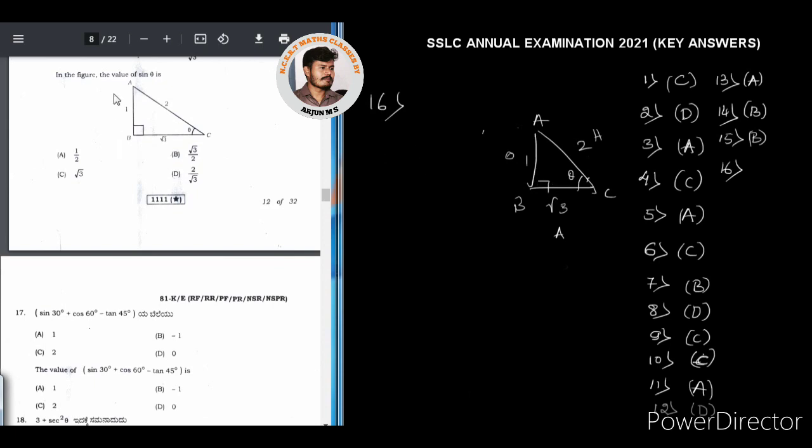So now they are asking you to find the value of sin theta. So we already know the ratio of sin theta. Sin theta means opposite by hypotenuse. Here opposite is 1 and its hypotenuse is 2. So now the answer is option A. For 16th question, 1 by 2 is the right answer.